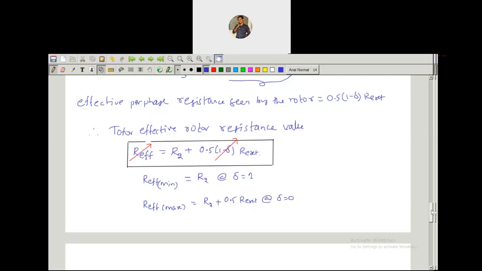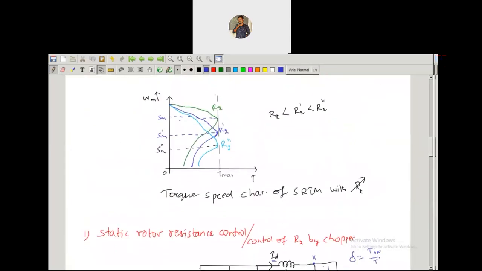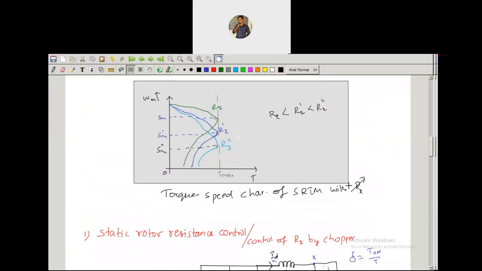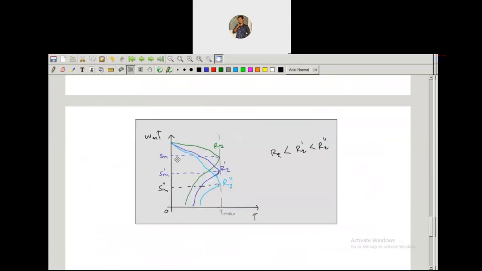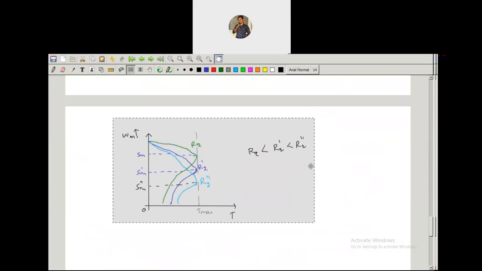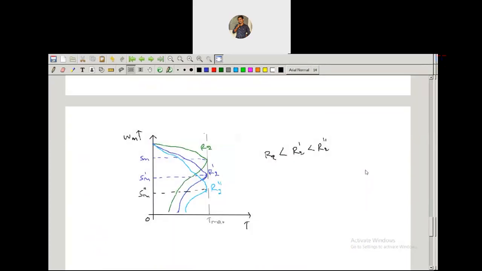And what about the speed torque characteristics that we already saw from this conventional method? We can observe this here again. Now, what observation can we make from this graph? Let me show you one observation here.